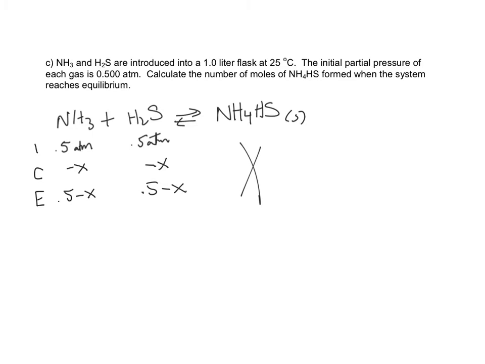Now, to proceed, you can think of it as two different ways. And I hope this doesn't confuse anybody. So one way is you can say, well, Kp for this reaction as written is going to be 1 over the partial pressure of NH3 times the partial pressure of H2S, right?